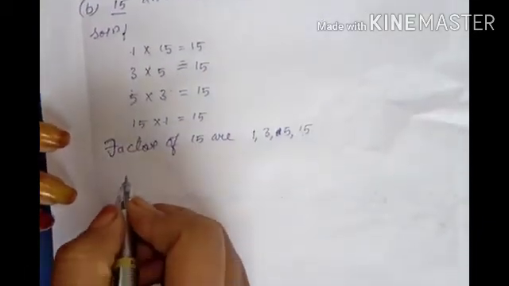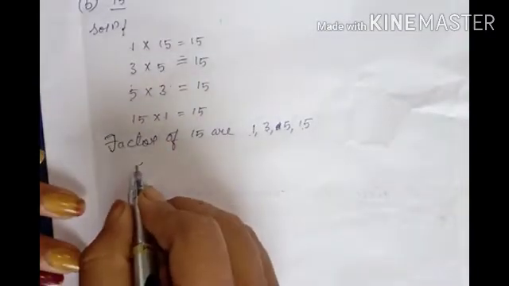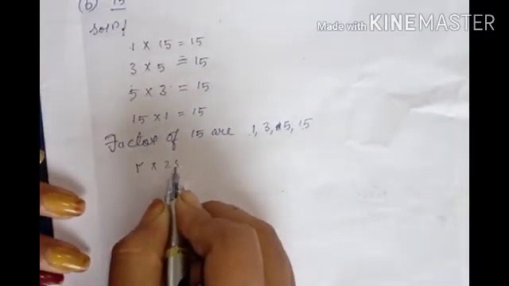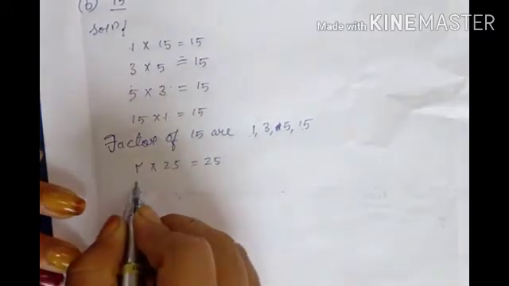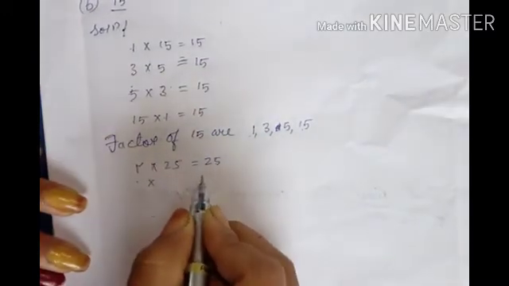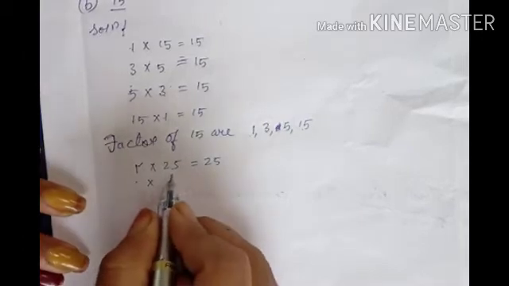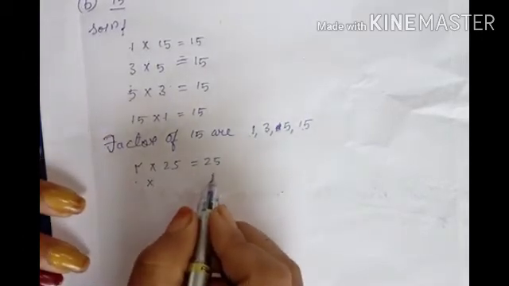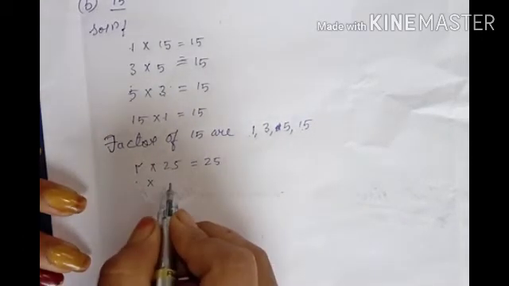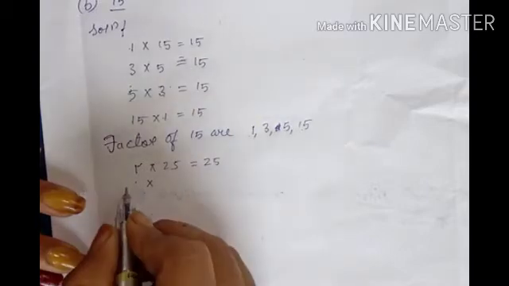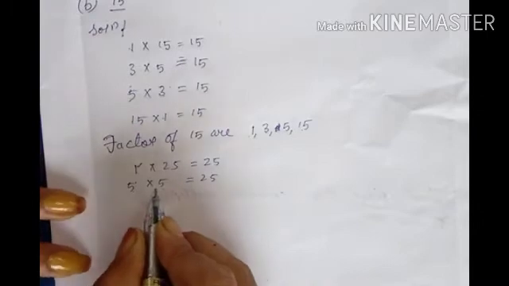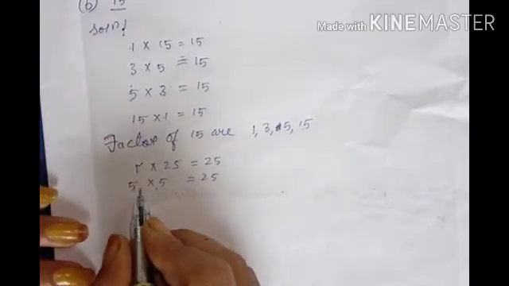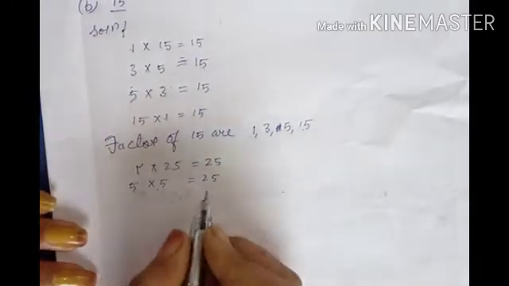25. For 25 also you can do it in this way. 1 into 25, first you will start with 1. 1 into 25 is 25. Now will 2 into any number give 25? No. 3 into any number, will it give 25? No. 4 into any number will give 25? No. 5 fives are 25. Now 5 is already repeating, that means there will be no other factor.